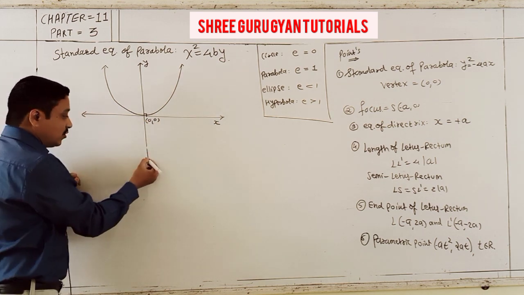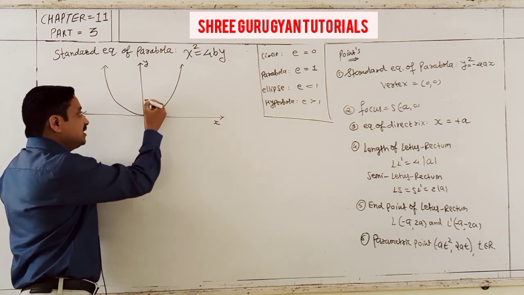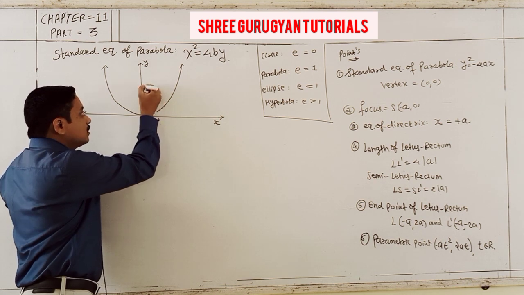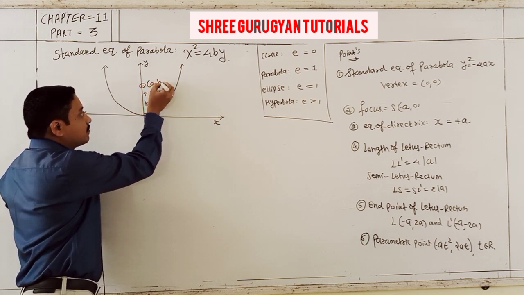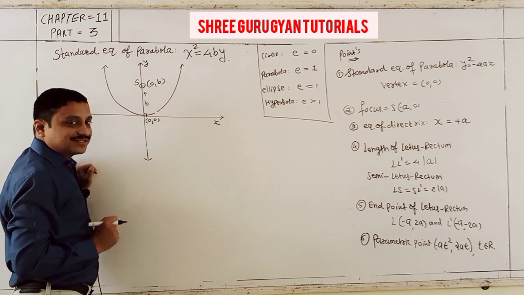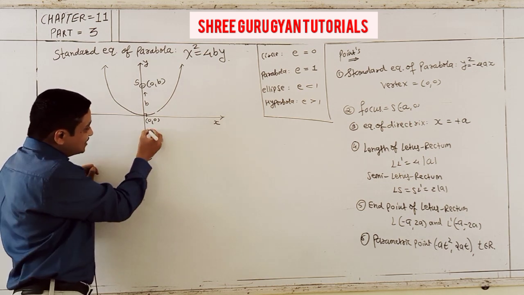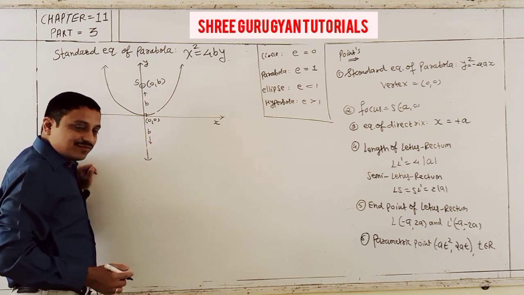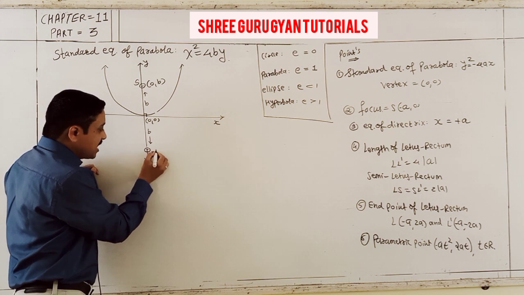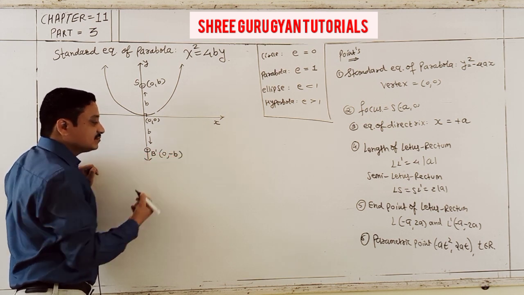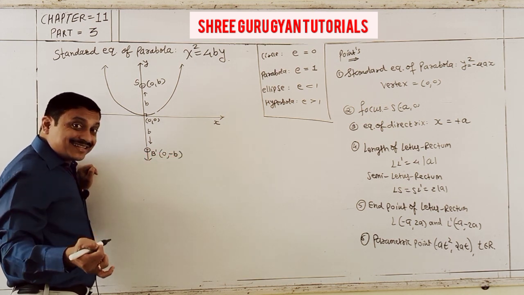And that's the y-axis. Students, here we travel some distance b. That point is (0, b); it is your focus. The same distance traveled to the opposite side of the focus gives the point (0, -b), because that is the negative y-axis.